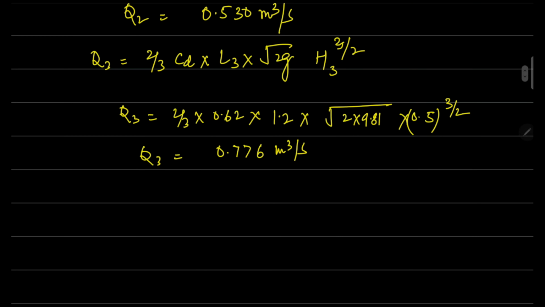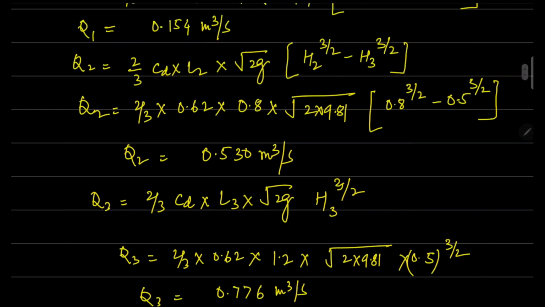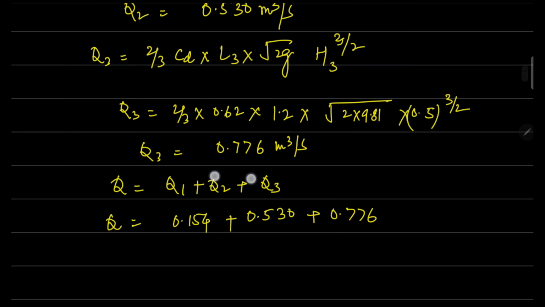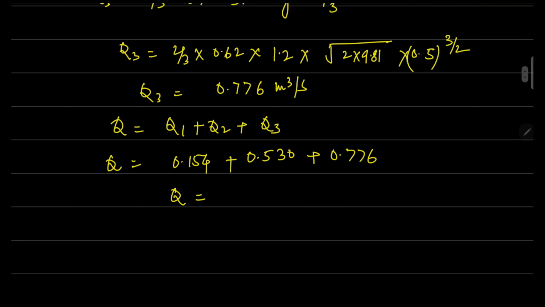So if we figure out the total discharge through this step channel, that is Q1 plus Q2 plus Q3. If we note down the values, Q3 is 0.776, plus Q2 is 0.530, plus Q1 is coming out to be 0.154, that is your Q. So the final discharge Q will be 1.460 meter cube per second. That is our answer.